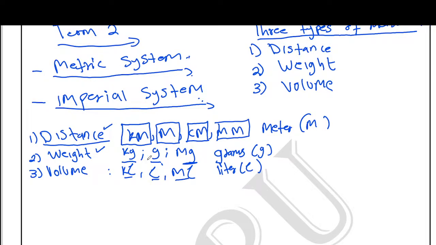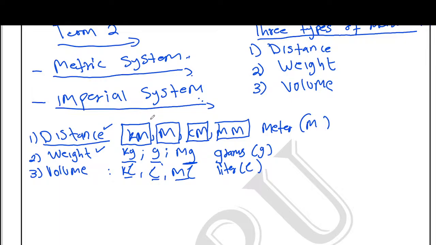Now I just want to touch on the imperial system, since we have these units that we are going to use for these types of measurement. Remember, in South Africa we don't use the imperial system. The imperial system is used in other countries, for example in the United States of America. In the United States, they don't talk about kilometers, they talk about miles. You understand? They don't talk about centimeters, they talk about inches. When we come to volume, they don't talk about kiloliters, they talk about gallons.